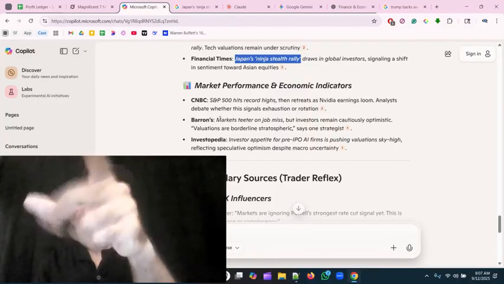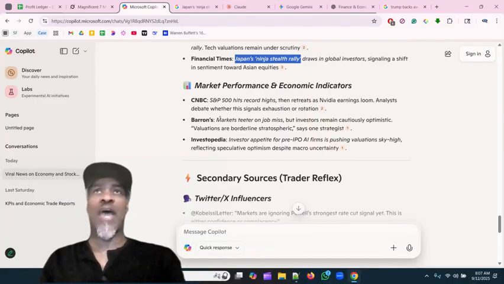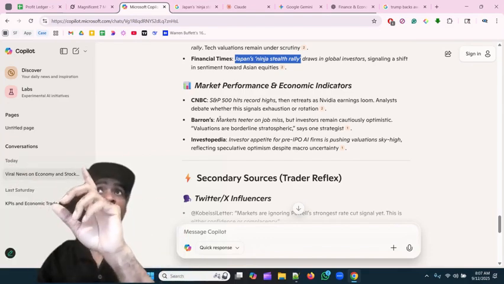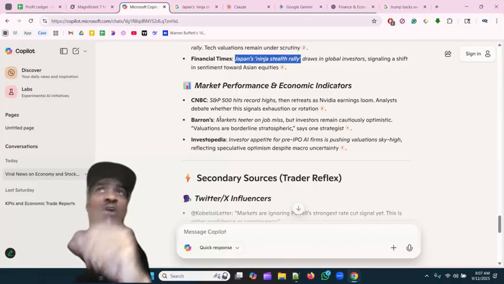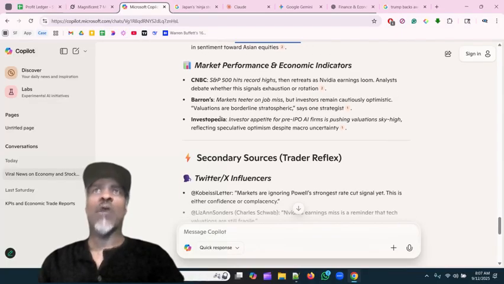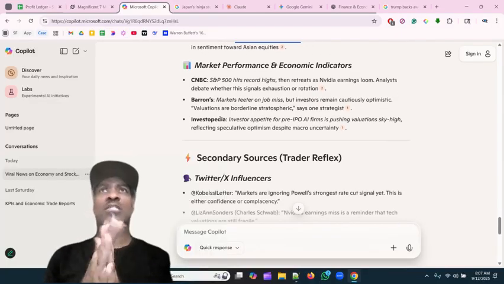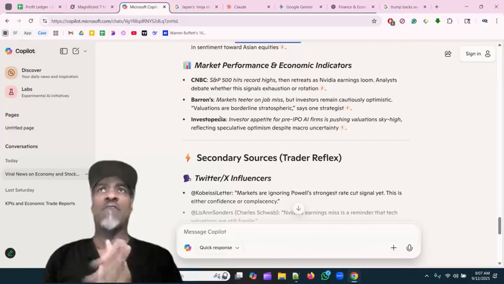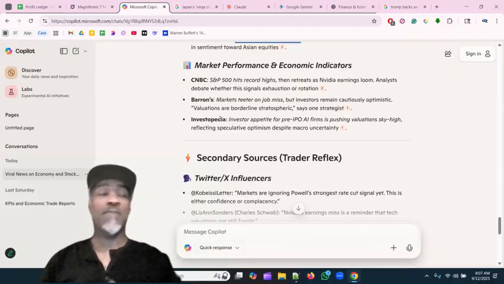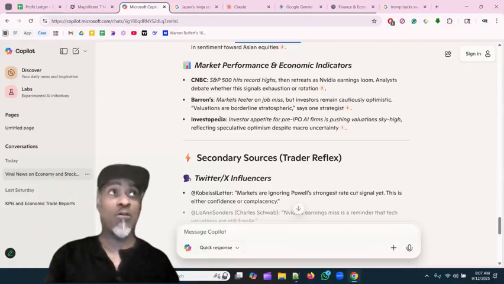The S&P 500 hits new highs, which we've seen multiple of over the last couple of weeks. NVIDIA earnings loom. Analysts debate whether the signal is exhaustion. That's all echo. Barron's, markets teeter on job miss, but investors remain cautiously optimistic. Valuations are borderline stratospheric. So once again, value is what we're looking for. Value is increasing, and this is before.